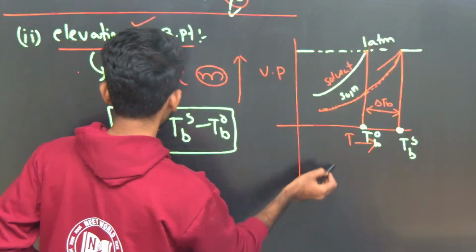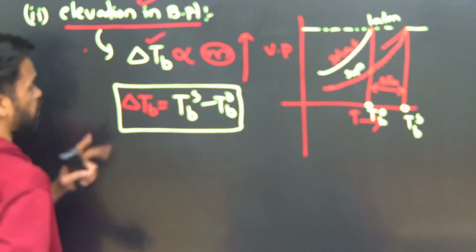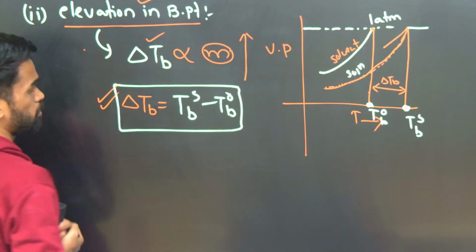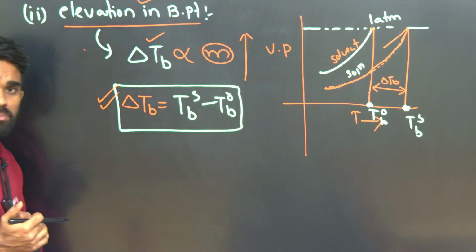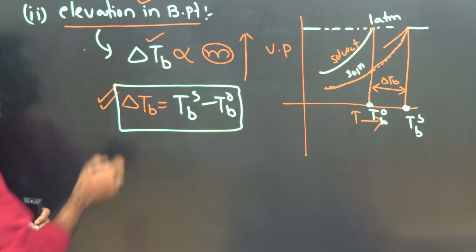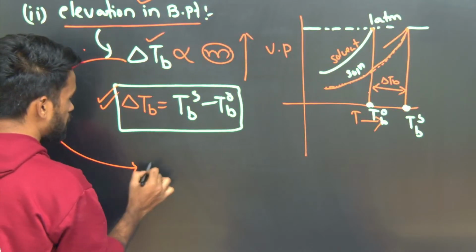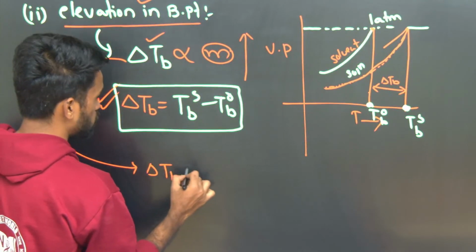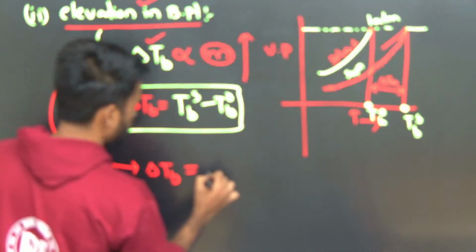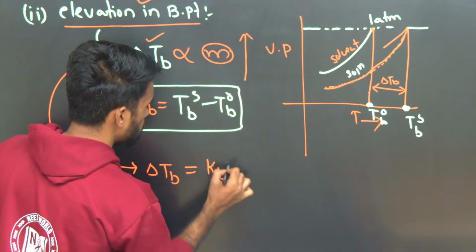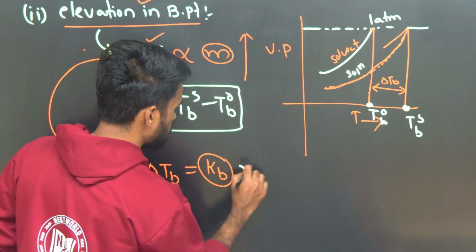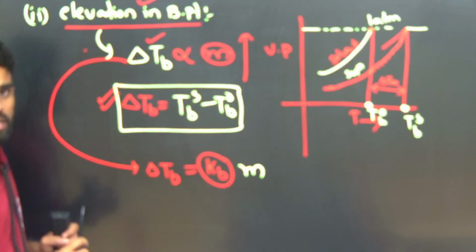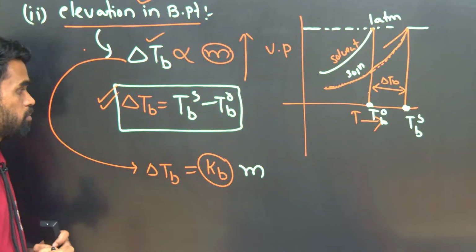So here I have given two formulas. One is the difference of temperatures, the elevated boiling point of the solution minus the boiling point of the pure solvent. Now this delta Tb I can also write by removing the proportionality and writing a constant Kb. Kb indicates the molal elevation constant. What is that Kb? The molal elevation constant, multiplied with m, that's it. Delta Tb equals Kb m.